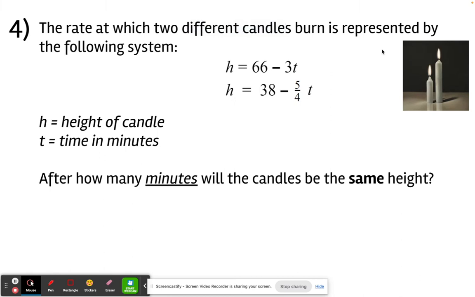Hi, I'm going to continue with our video for lesson 6.4, solving real life systems of equations. We left off on example 4.